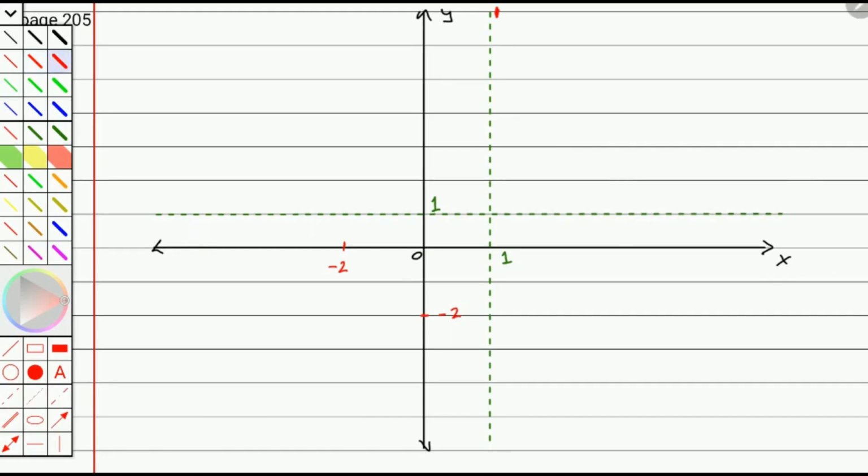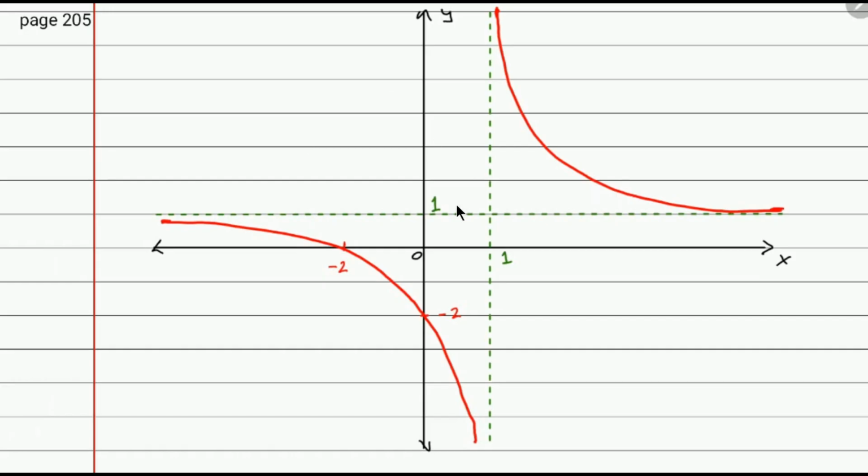So asymptotically, positive infinity at 1 plus, negative infinity at 1 minus, and from the looks of things, we are going to have the 1 plus on the horizontal asymptote and 1 minus on the other side at negative infinity. So the right branch will be something like this, and the left branch will be something like this. And that is the graph of this function.